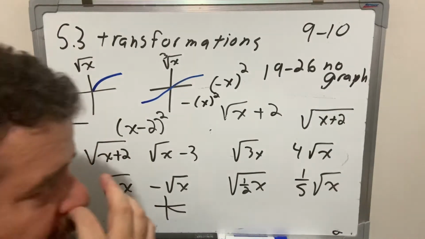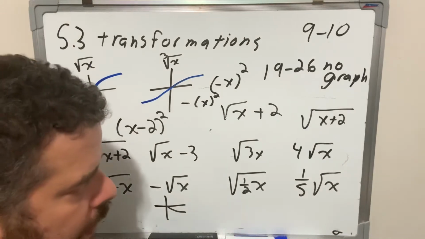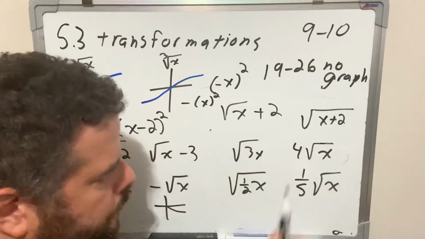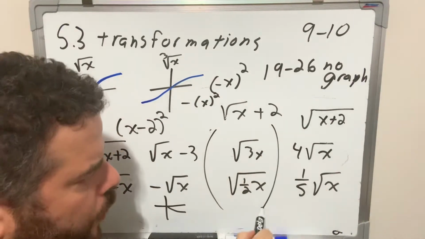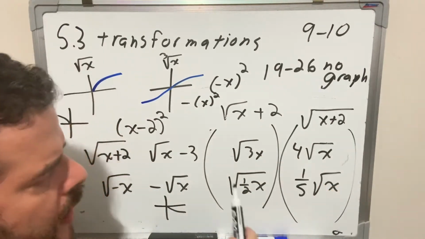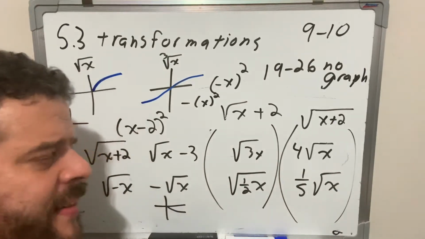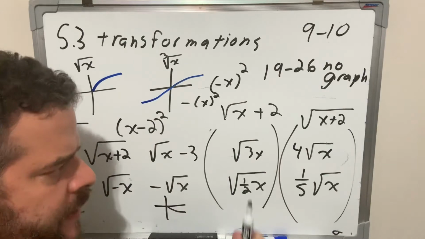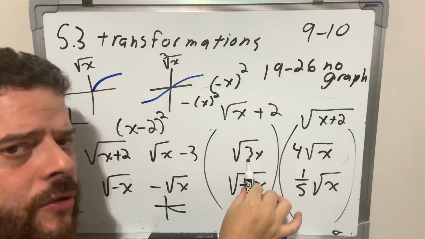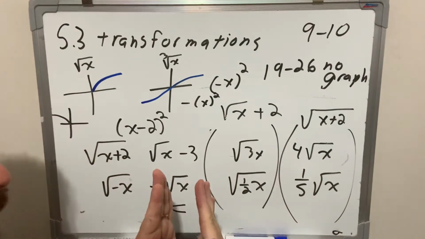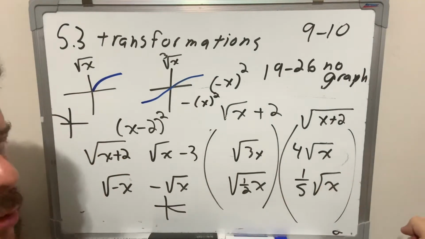Now let's look at our horizontal and vertical shifts. Okay. These two are horizontal, these two are vertical. Now, when it's inside the radical, it's horizontal, and again, it's opposite of what you expect. This would be a horizontal shrink. This would be a horizontal stretch.